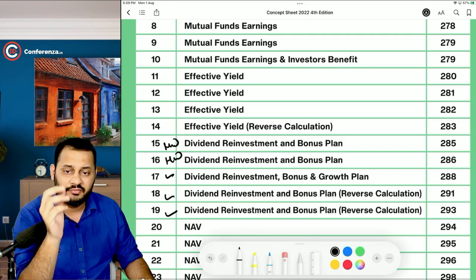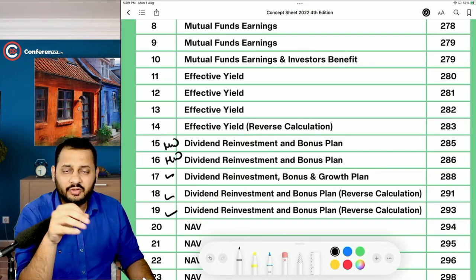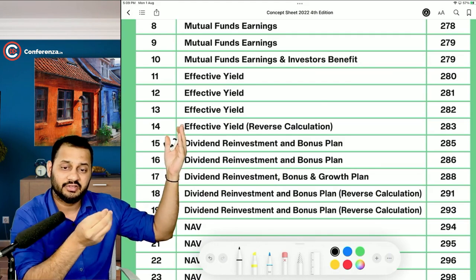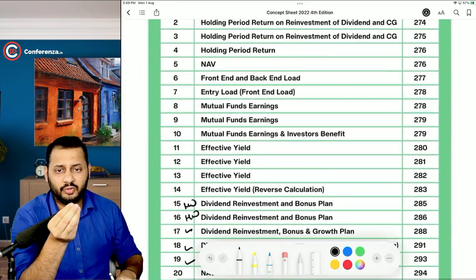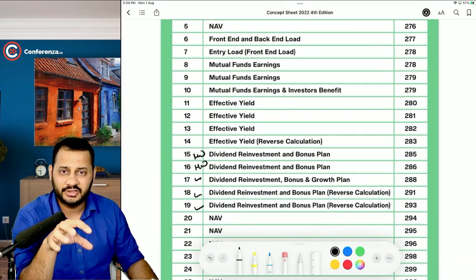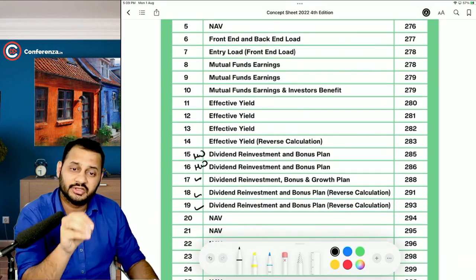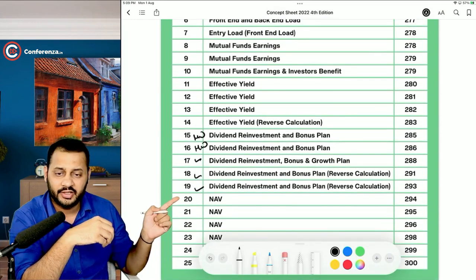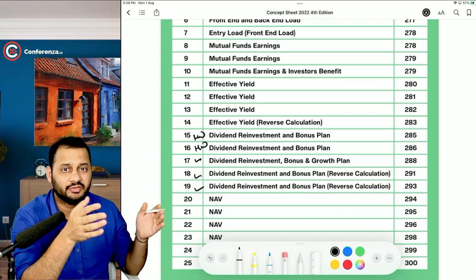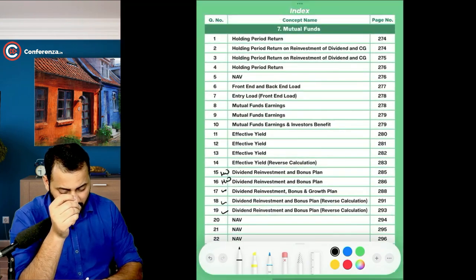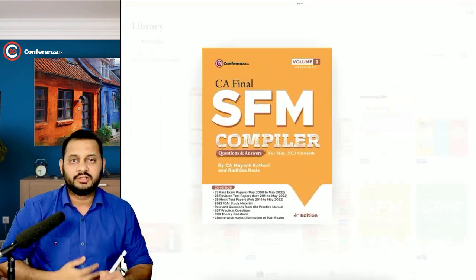In these 5 questions also, we are going to calculate the yield of the investor, how much the investor is earning. So most of the questions from the starting till question number 19 are based on the earnings of the investor who is investing in the mutual fund. But from question number 20 onwards, we will be focusing from the mutual fund's angle, the net asset value. Okay. So let's have a look at question number 17.